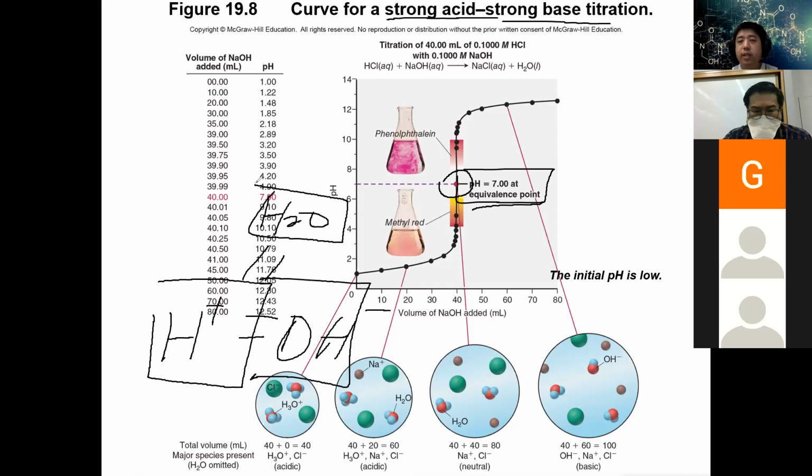Isn't it 7? It is 7, right? So that is why the equivalence point is 7, because these two added together make water. Anything left over from these, a strong acid and a strong base, this goes back to our talk about salts.